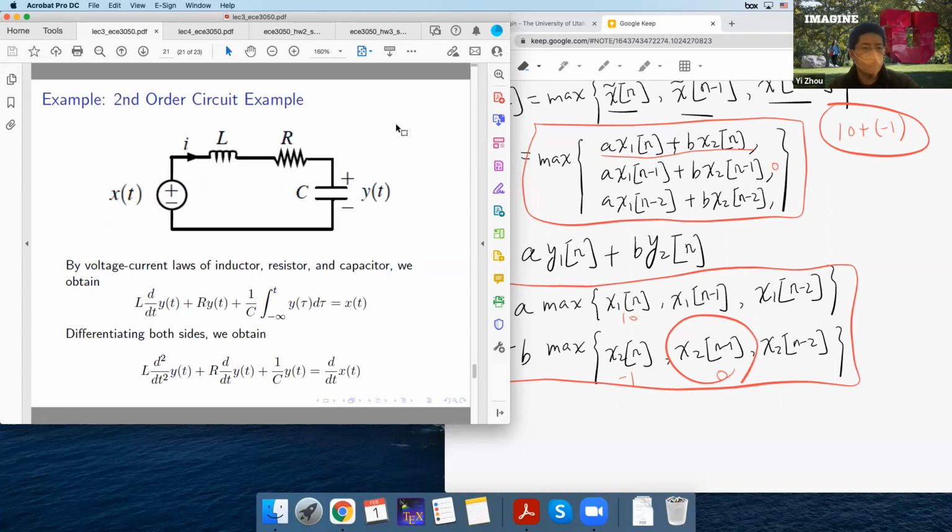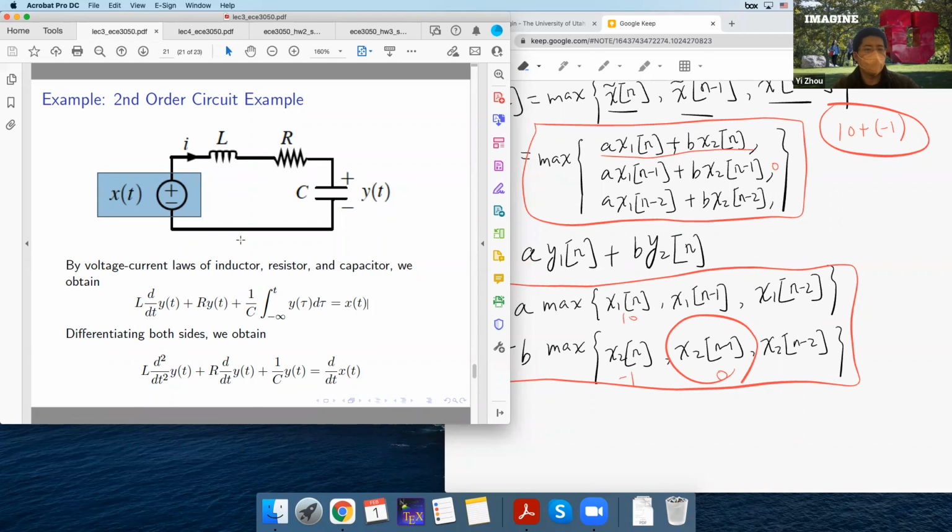So I think we have one example here. Let's look at this one, the second order circuit example. We have a voltage source, a resistor, a capacitor, and an inductor. Now by the voltage and current law, we have the following equation. This equation says that the voltage of the power source, x(t), the voltage signal of the power source, must be equivalent to the sum of all the voltages of these three elements.